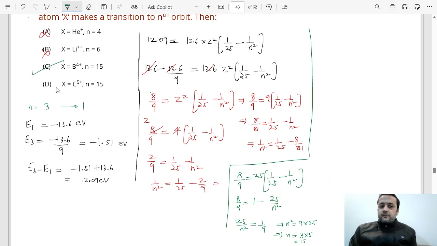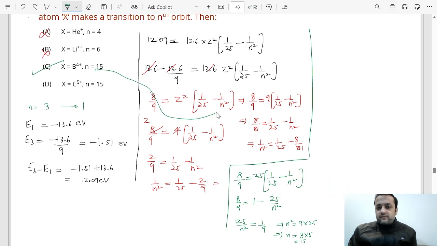Let's check option D also, for understanding why it is not correct. If you put n equals to 15 here, as we just proved, since C is right, C is perfectly satisfying this equation.